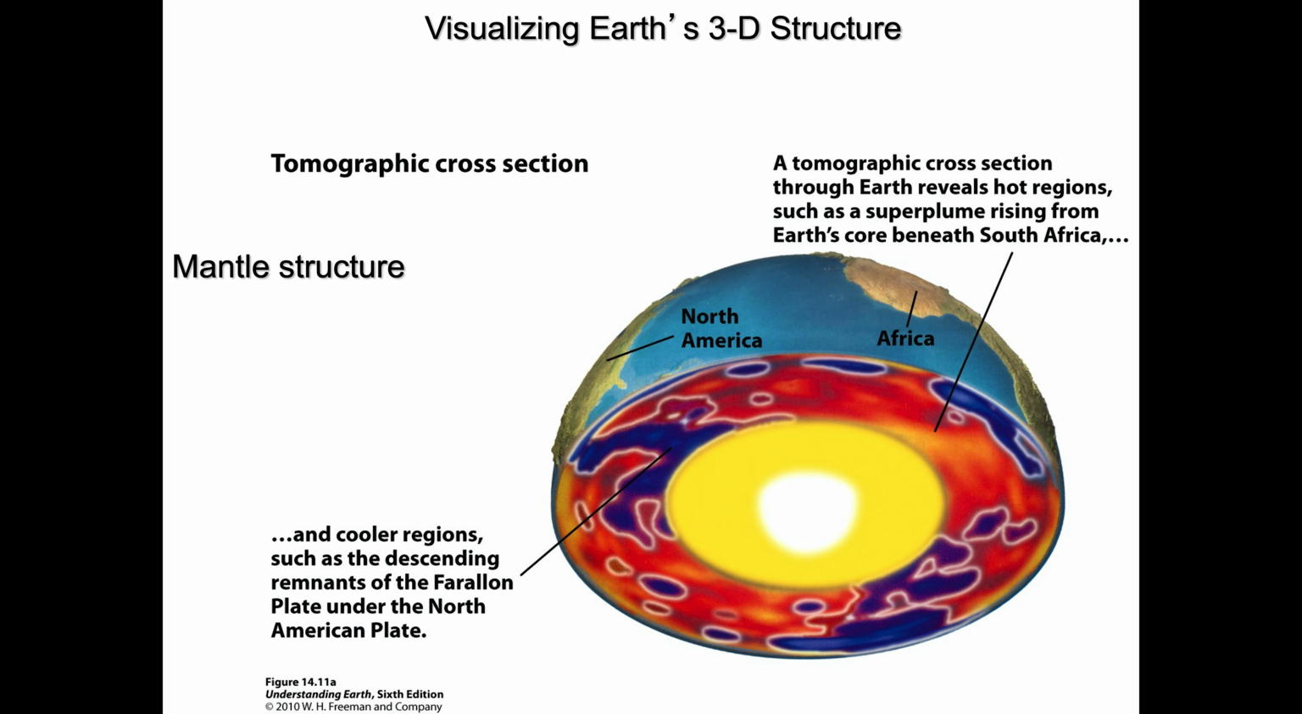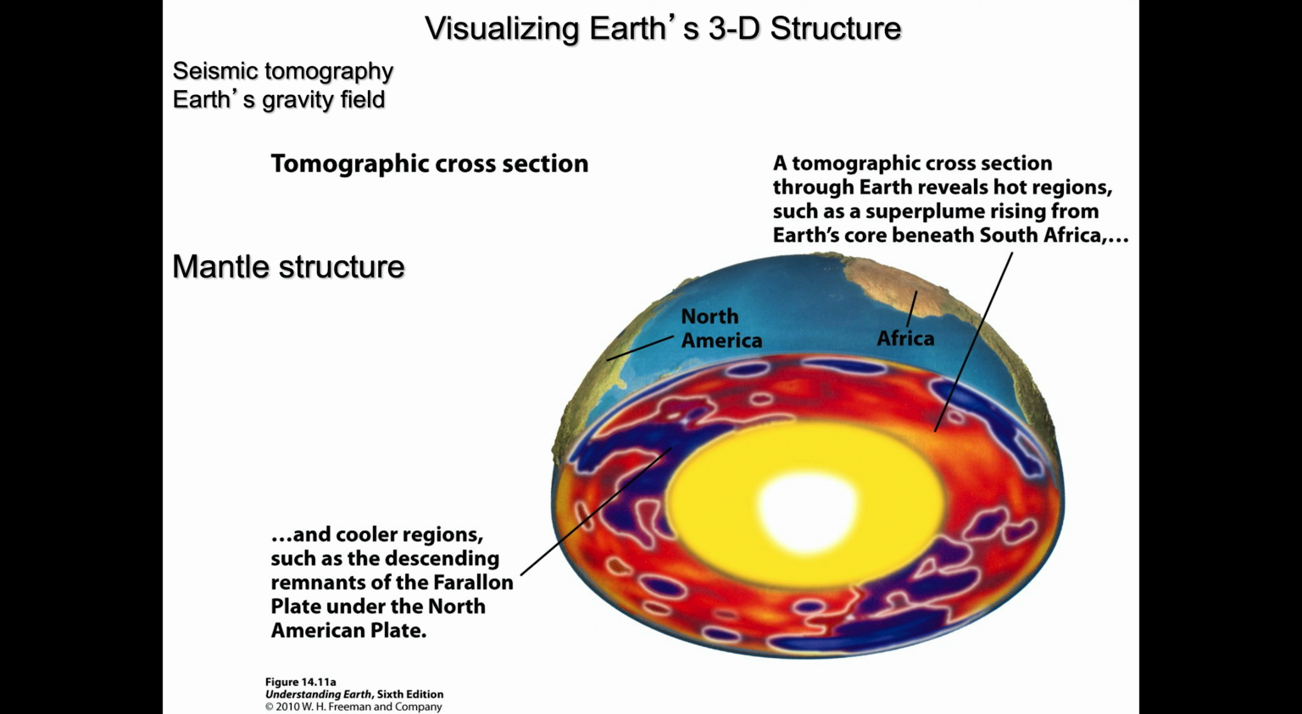When we look at a cross-section of the Earth in 3D, using what's called seismic tomography, we can see things within the Earth that aren't visible from the surface. So here, the types of things we would observe in a tomographic cross-section include hot areas or hot regions, such as a superplume rising from the Earth's core beneath South Africa. So this superplume is responsible for the mineral wealth of South Africa. We have a similar plume beneath Wyoming in the United States.